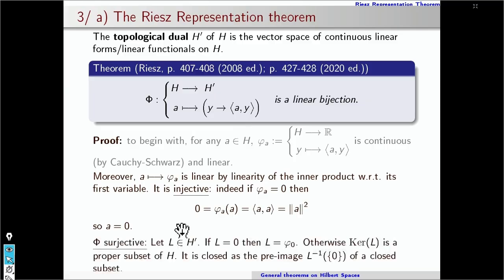In the infinite dimensional case, this is not sufficient. So we still need to show that any linear form comes from a vector and can be written as an inner product. If we are considering the zero linear map, then you can obviously obtain it as the inner product with 0. Otherwise, the kernel of this linear form is not the whole space. Moreover, it is a closed linear subspace, closed as the pre-image of a closed subset.